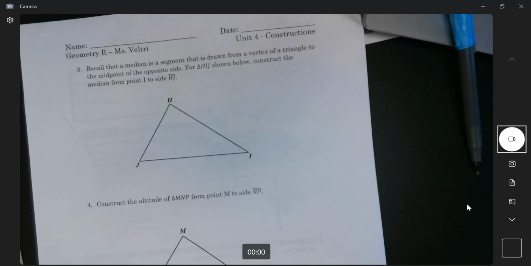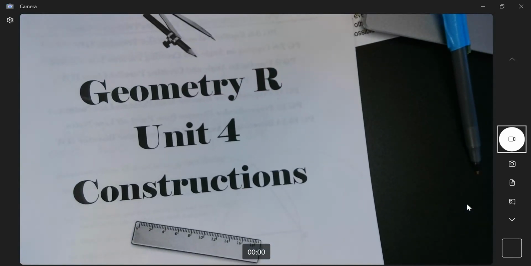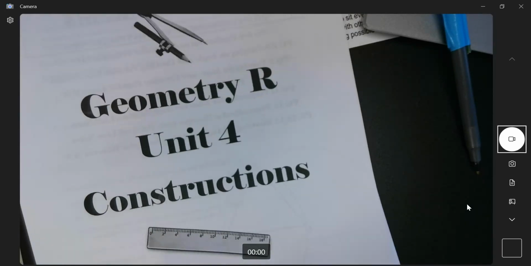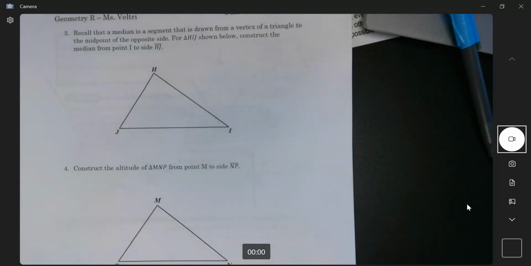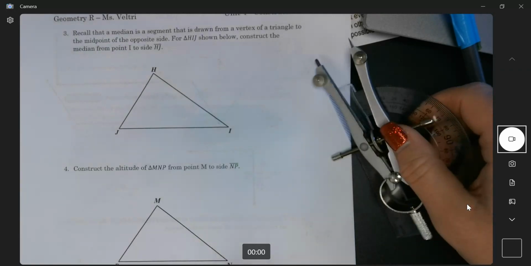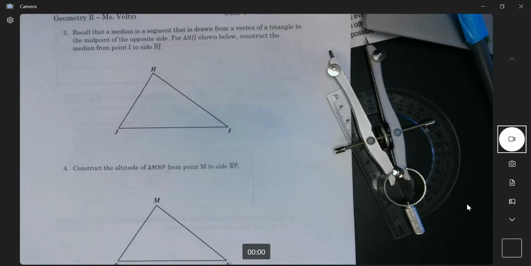Hi everybody. So what we're going to do is go over questions 3 and 4 on page 14 from the constructions packet that we had. This is the packet that we've been working with so far. We had questions yesterday on page 13 that was for homework, and we are now taking a look at questions 3 and 4. They are a little bit different, but we are going to use the same techniques from other constructions that we've done to complete these two.